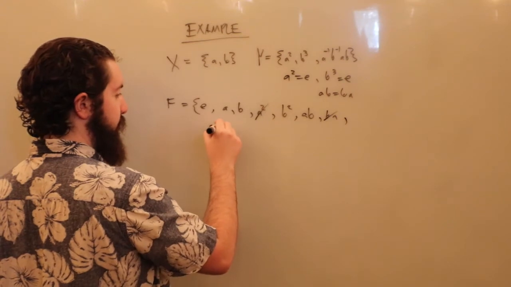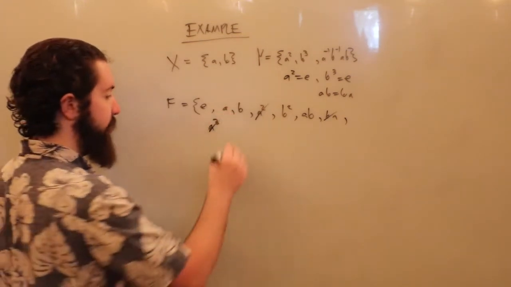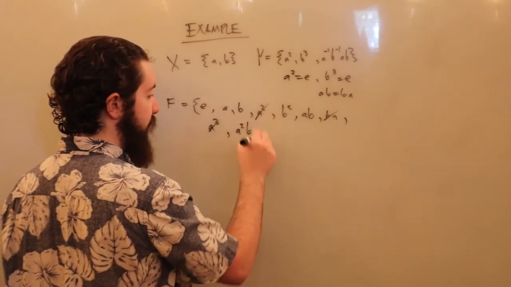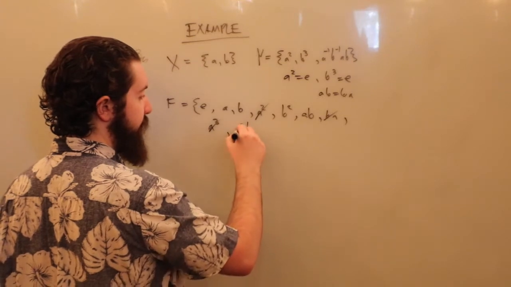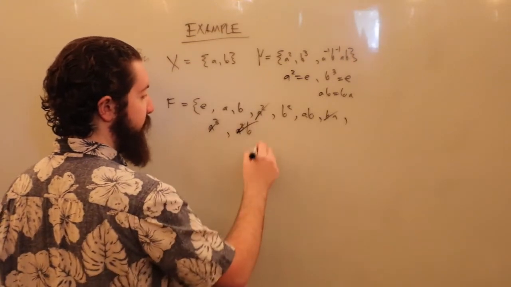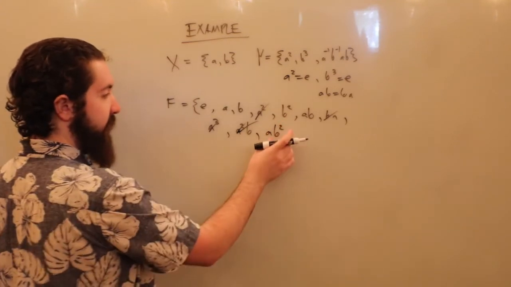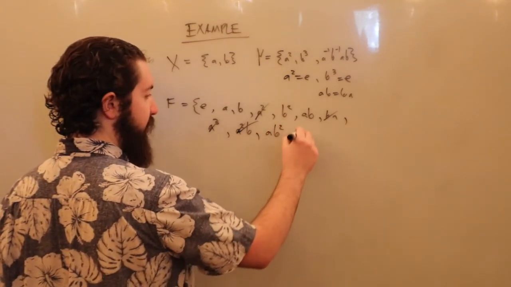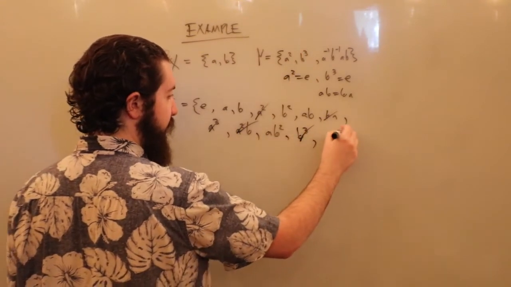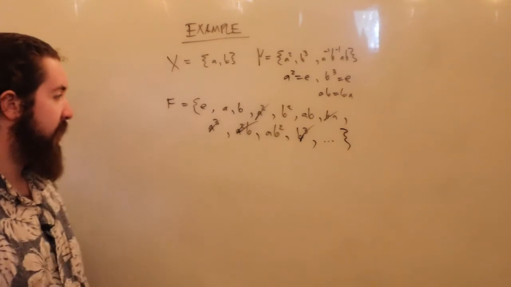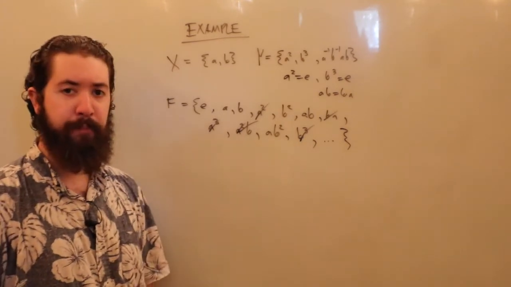Now we move on to A cubed, but A cubed is just going to be A because A squared is the identity. A squared B is just going to be B, right? Because A squared is the identity. So we've seen that element before. How about AB squared? This is an original element. And then B cubed, but B cubed is the identity. And so on.